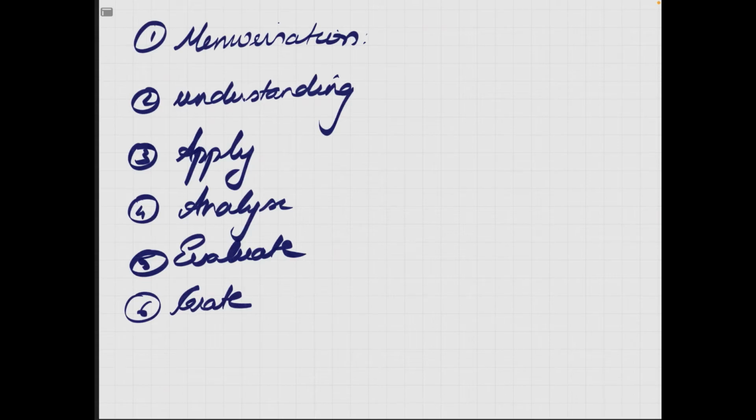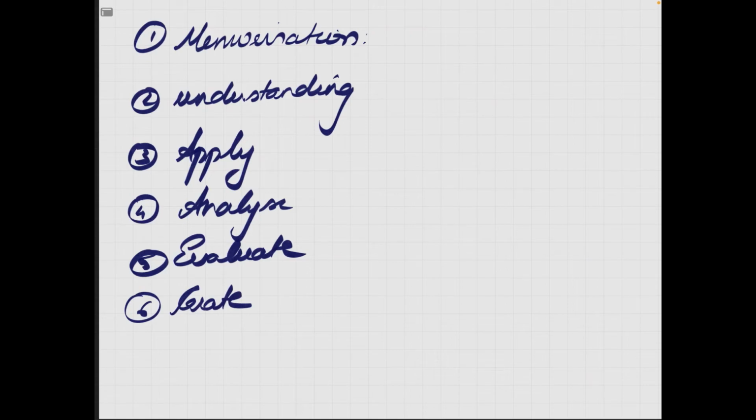I'll give a couple of examples. Let's say you are learning a new language. You start by memorizing words. You will start to pronounce them. You might not know the meaning behind them, but you will start to pronounce them. You will memorize the words.